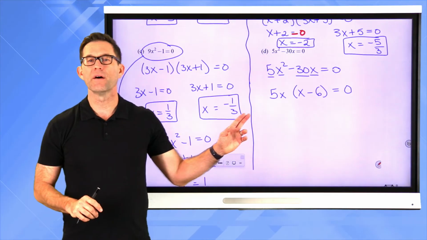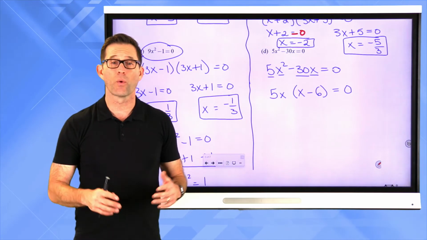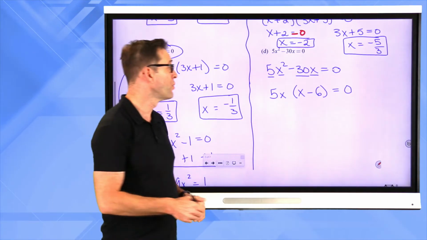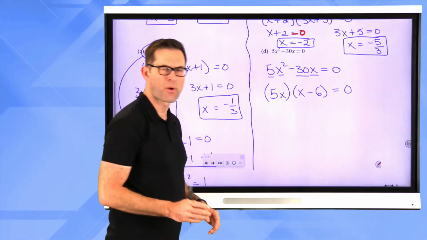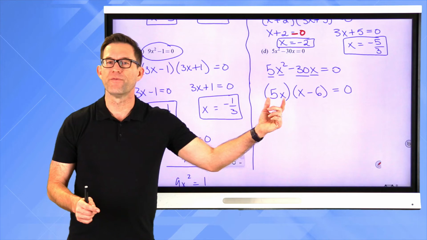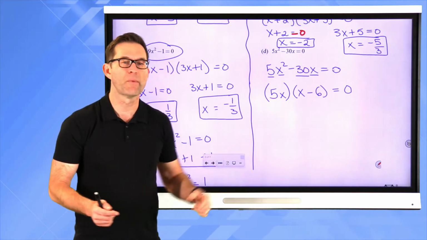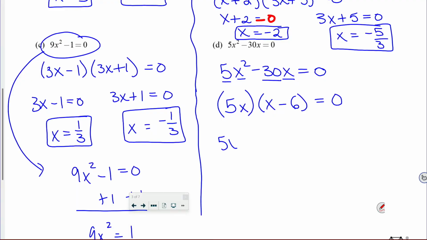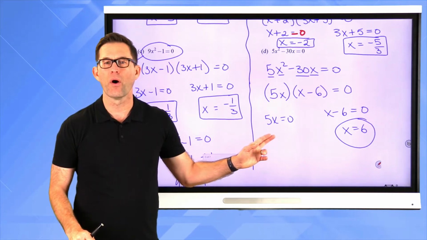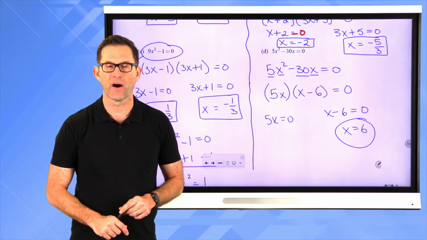Now, you can think of that 5 being attached to the x, or you can think about it separately. It doesn't really matter. Some people like to think of it kind of like this, and that's probably the way I'll consider it. Now, remember, either 5x will be equal to 0 or x minus 6 will be equal to 0. This one is a piece of cake. X minus 6 is equal to 0, so x equals 6. But surprisingly enough, I find a number of people that will then get this one wrong, and they'll say x is equal to negative 5.